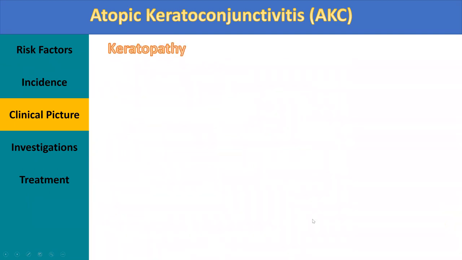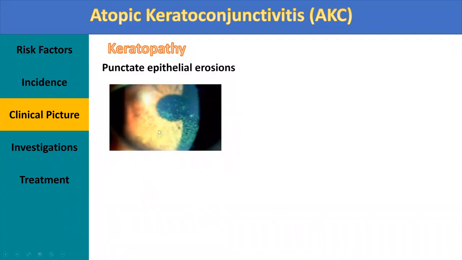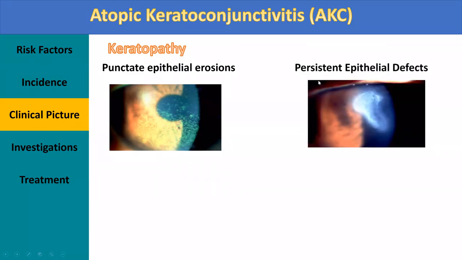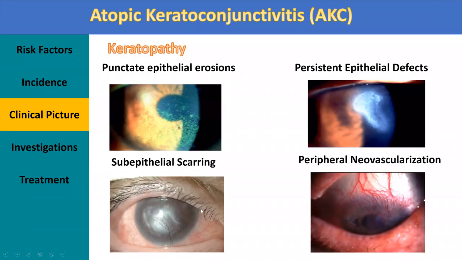What about the corneal affection? For the keratopathy, again, as we mentioned, it will usually start with punctate epithelial erosions. Then it proceeds to persistent epithelial defects, and it will cause subepithelial scarring, even more rapidly than the vernal disease, and also peripheral neovascularization. So these are the signs of corneal affection that happen in atopic keratoconjunctivitis.